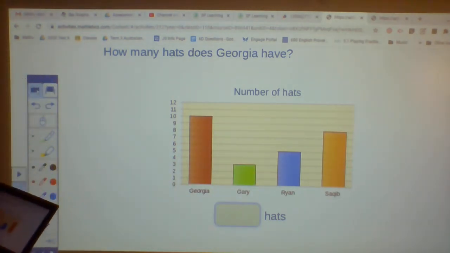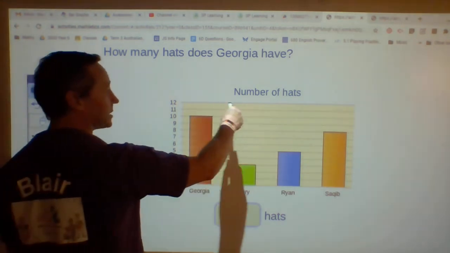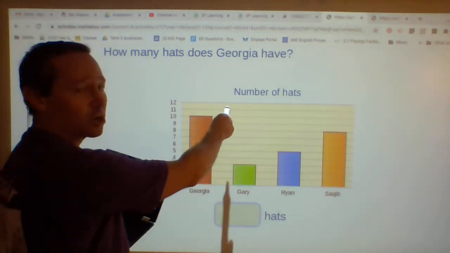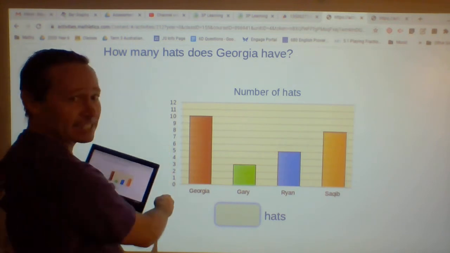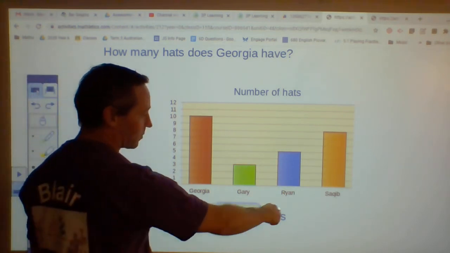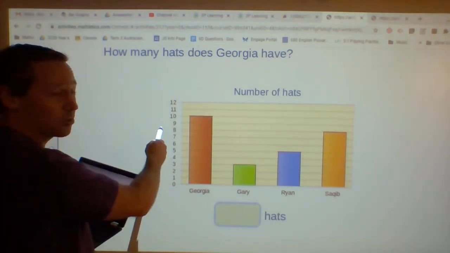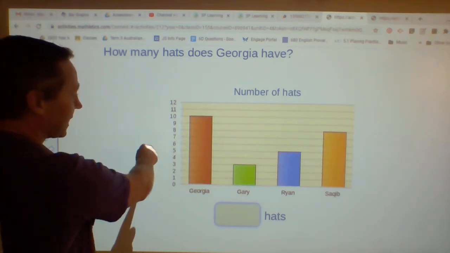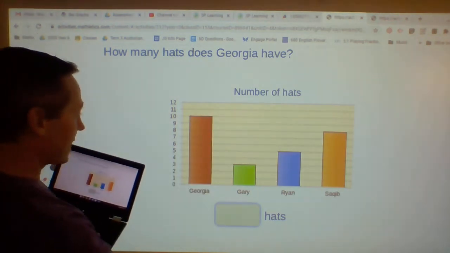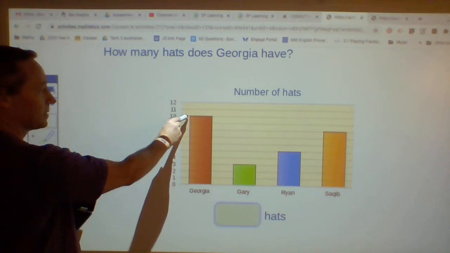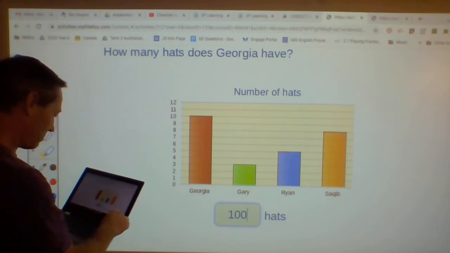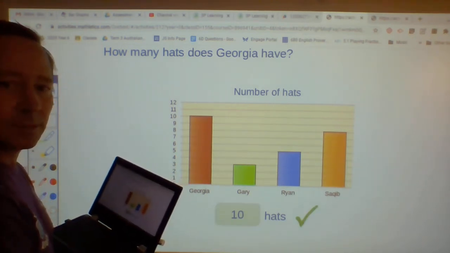Next one. How many hats does Georgia have? Obviously, here's the title, number of hats. It needs a title. So if you're asked to make a graph, you need a title. You need a label of what these axes are. This one would normally have a title along here, and this one here would have a title. So it's a big title, and you could almost say categories or subtitles, labeling these x and y axes. Number of hats Georgia has, and I can find Georgia here, she has 10. So I put in 10. Oh, not 100. And enter. Pretty simple.